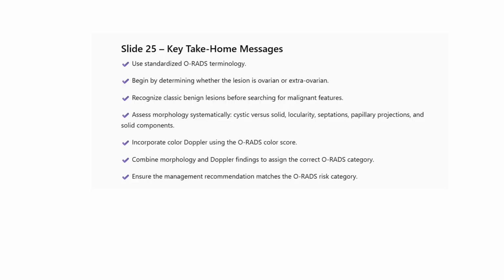Okay, so now we have come to the end of this lecture, ladies and gentlemen, on O-RADS classification. I hope it's making sense. So here are your key take-home messages. Use standardized O-RADS terminology. Begin by determining whether the lesion is ovarian or extra-ovarian. Recognize classic benign lesions before searching for malignant features. Assess morphology systematically: cystic versus solid, locularity, septations, papillary projections, and solid components. Incorporate color Doppler using the O-RADS color score. Combine morphology and Doppler findings to assign the correct O-RADS category. Ensure the management recommendation matches the O-RADS risk category.